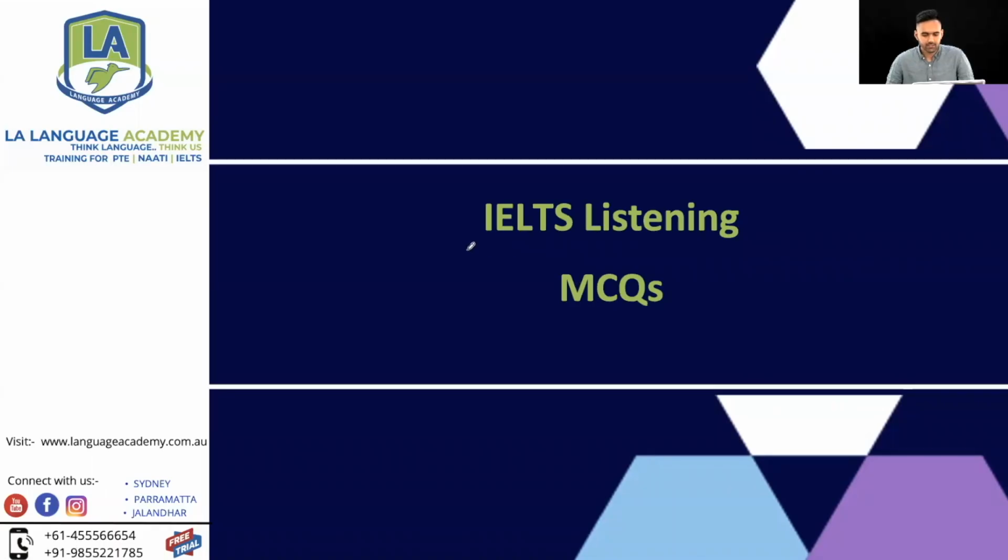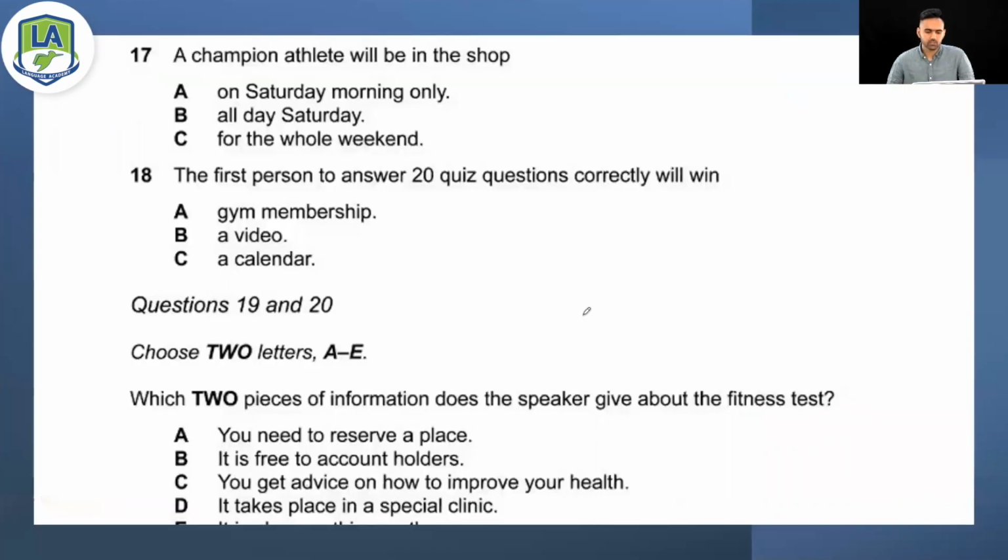All right, IELTS listening MCQ. What happens in this task? First of all, obviously, if this is your listening, an audio will be played, and you'll have questions like this. So let's say this is your question: a champion athlete will be in the shop. Then you've got three options: on Sunday morning, all day Saturday, whole of the weekend. So you need to listen to the audio, understand it, and then select the right answer of this particular question. Similarly, this one.